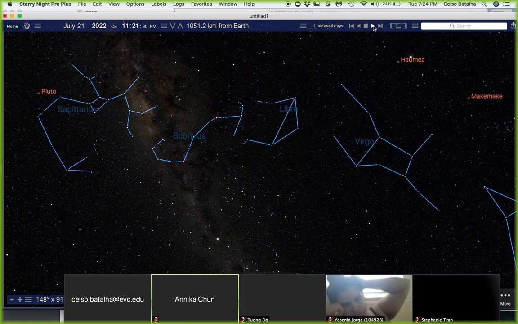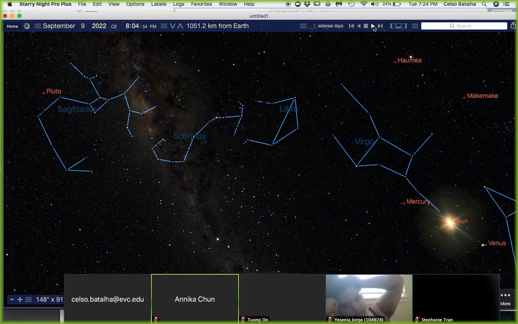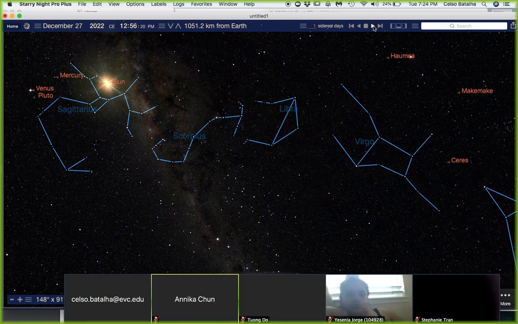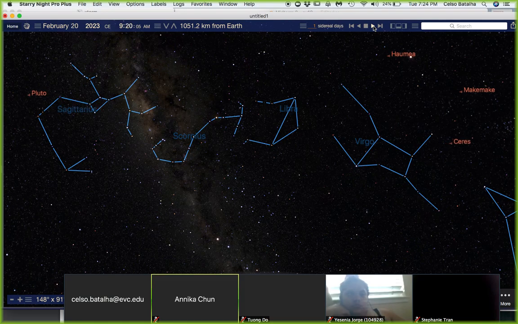In fact, the moon and the sun always go from west to east with respect to the stars in the background. And this type of motion is called prograde motion.